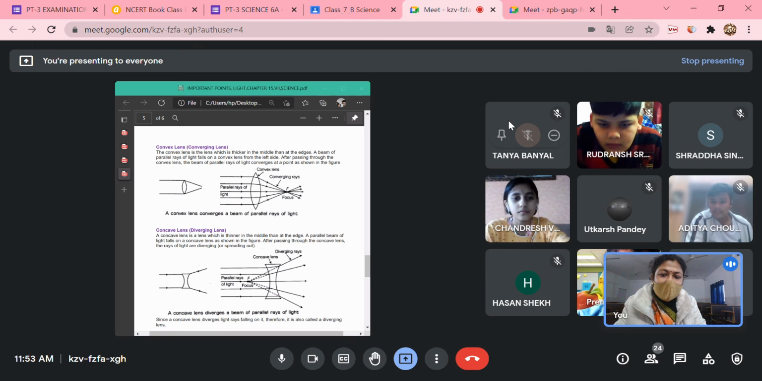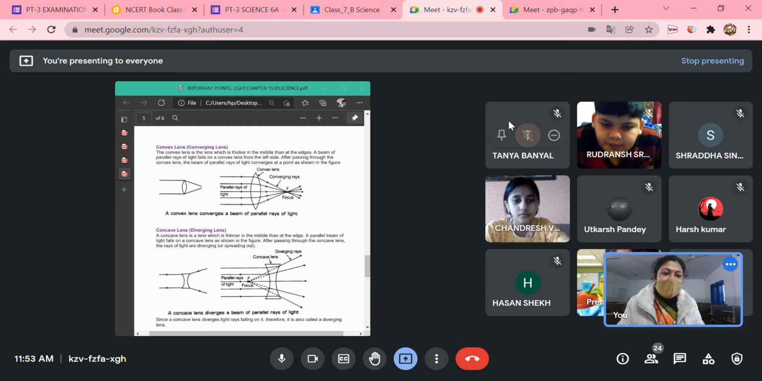Next, just go to the next one below, that is called the concave lens. Concave: it is thin in the middle and the two sides are thicker. They actually diverge the rays after refraction.